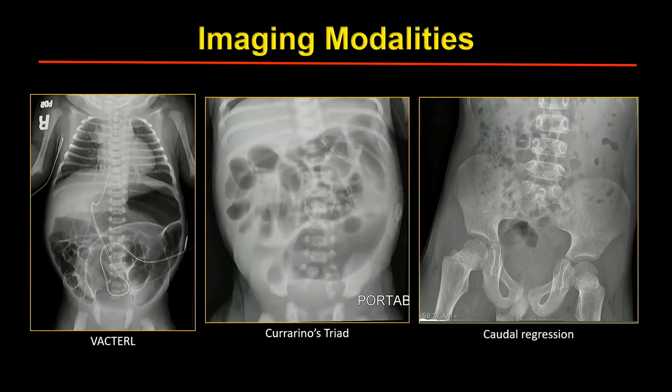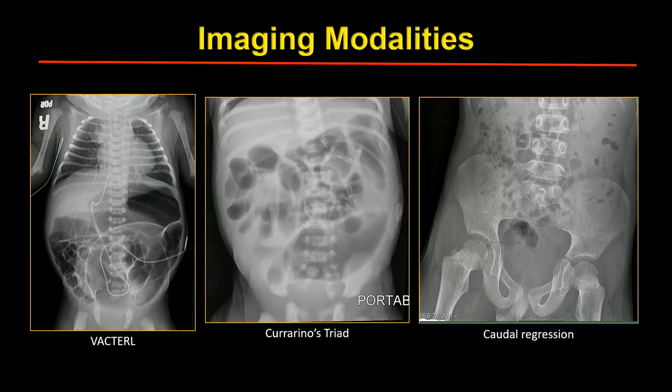Now, the spine can be imaged using a variety of techniques. The initial evaluation with plain radiography often begins with portable views of the chest and abdomen obtained in the neonatal period, not just to look at the spine, but for the global assessment. But they provide a lot of information.